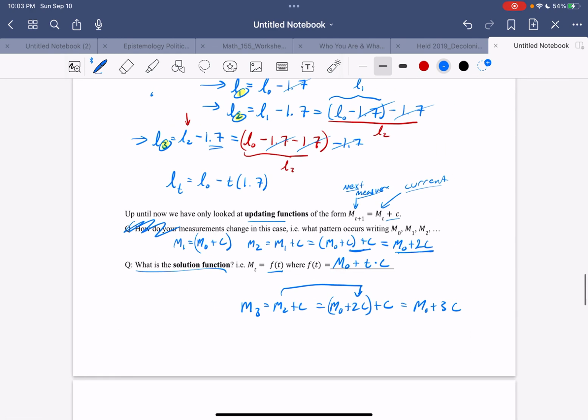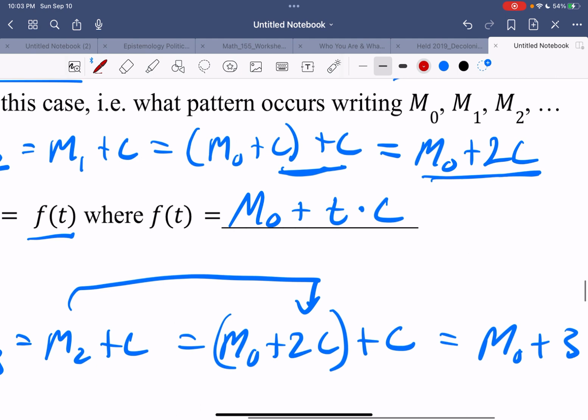Okay, I know that looks weird. So M0 is just whatever your initial measurement is. So in that last web work problem, it was 13.1. In the baby problem, it was 7 pounds, right? It's just whatever your initial measurement is. And then C is just the constant that you add on in order to get the next measurement. So in the length problem, it was negative 1.7. In the baby problem, it was positive 1.5.